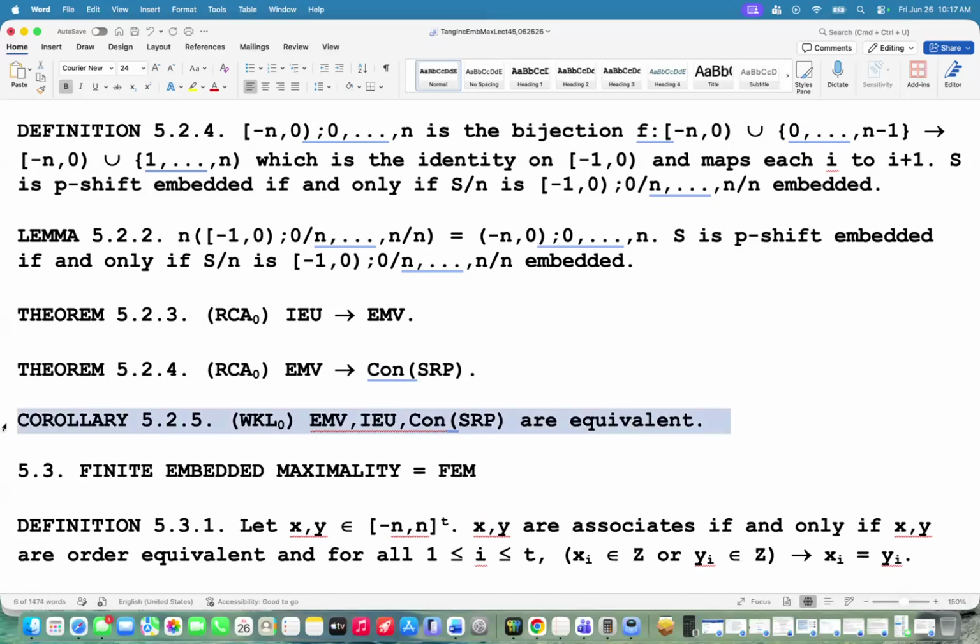I suppose there's a little bit of an open problem here. There definitely is, namely, are IEU and EMV equivalent over RCA naught? It's equivalent over WKL naught. So that's a loose end a little bit.